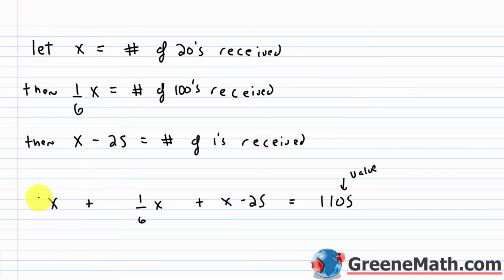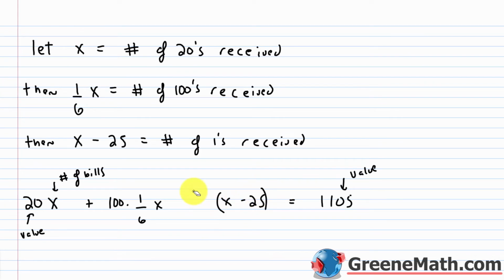So for the 20s, which is represented with x, I'm going to put 20 next to it. This is the value, and this is the number of bills. Again, going back to the example, if I hand you 4 $20 bills and you plugged in a 4 there, 4 times 20 would give you 80. You know you have $80 there. For the number of hundreds, I've got 1/6x, multiply that by 100. And for the number of ones, I've got x minus 25.